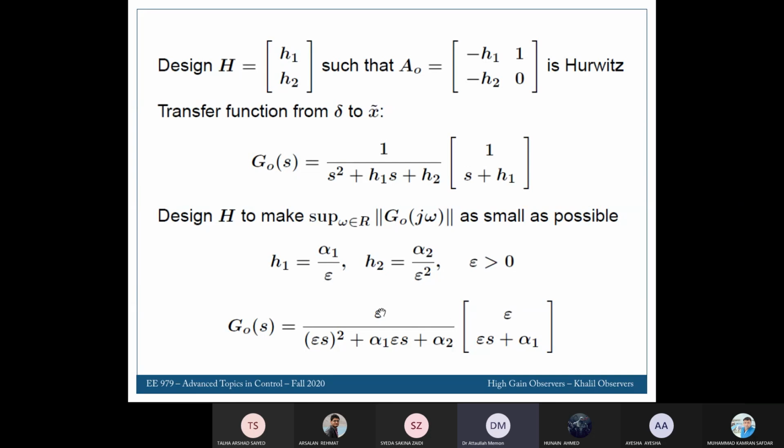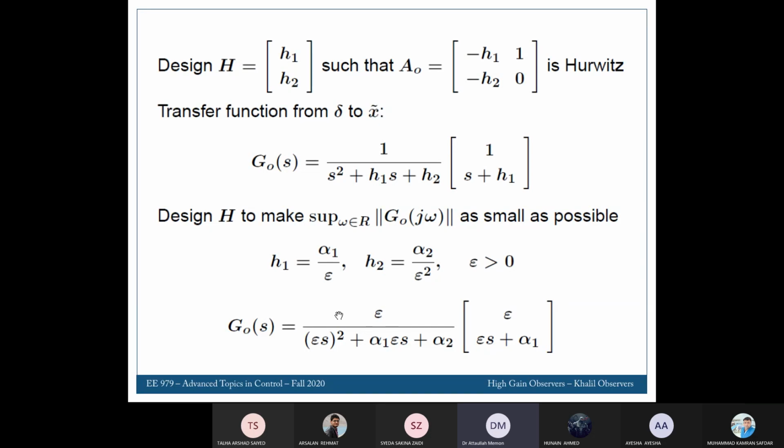So I have now (epsilon s)^2 + alpha 1 epsilon s + alpha 2, and over here I have epsilon. This epsilon matters here. If this epsilon is very small, which we have chosen to be very small, then this whole thing will be multiplied by a very small number. That means the transfer function from the disturbance, or the variation between the actual system and the nominal system, to the estimation error would be negligible.